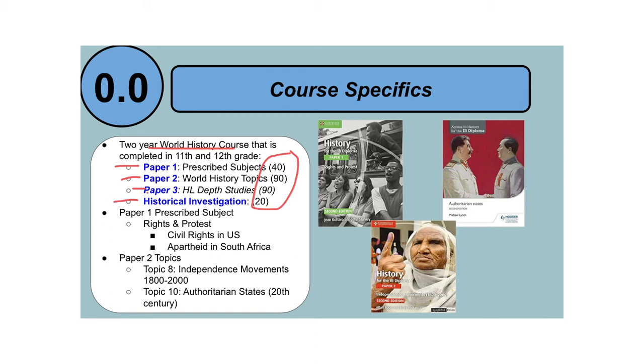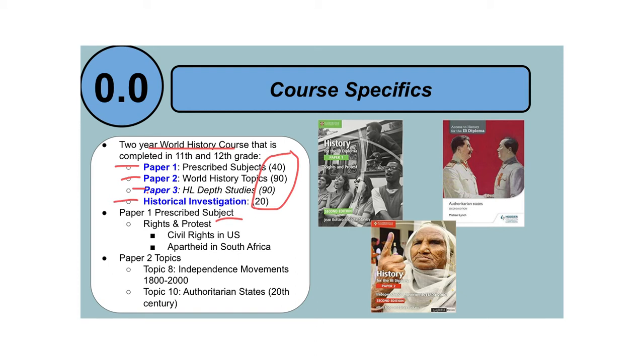Now, the Paper 1 prescribed subject: the IB gives schools 5 prescribed subjects. The school must choose one, and here at Y High, we chose rights and protests. It's very fitting with our school's focus of social justice, equity, and inclusion.